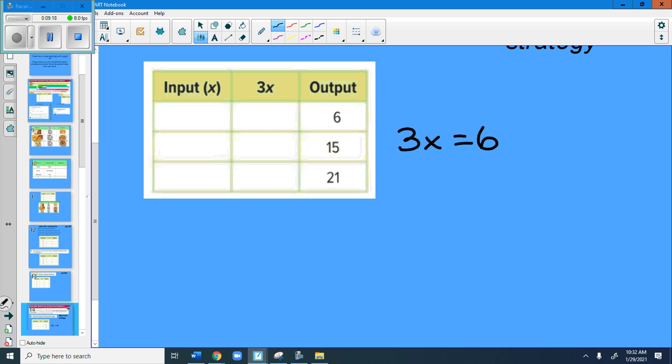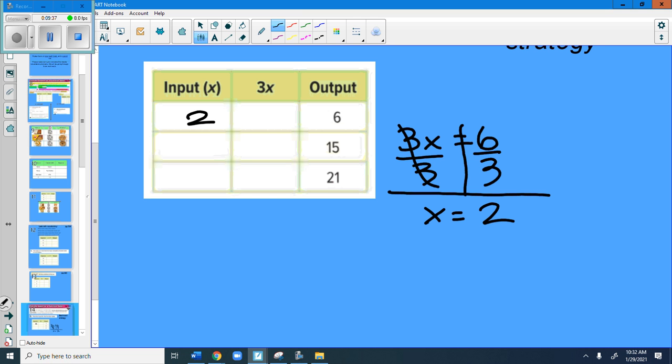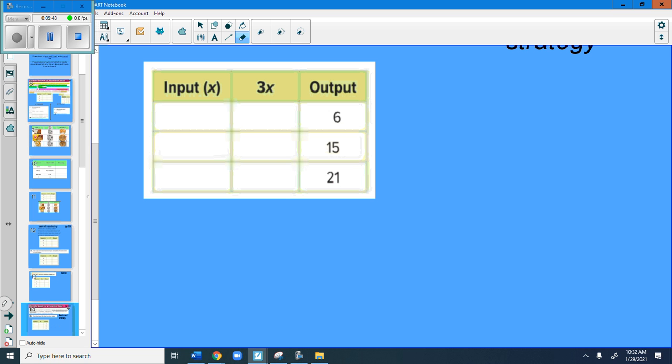So we're trying to get what by itself right here? The variable, the x. So the opposite of times 3 is divided by 3. Divided by 3, x equals 2. Do you see? Does this look familiar to you? It should. Okay. The rule equals the output. I'm not going to do another one there. You'll get some opportunities in a second.